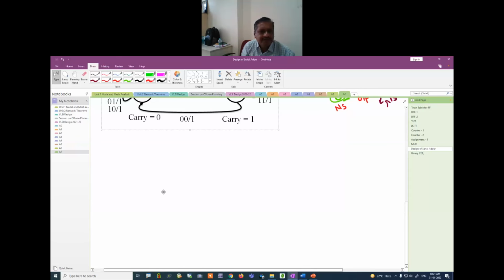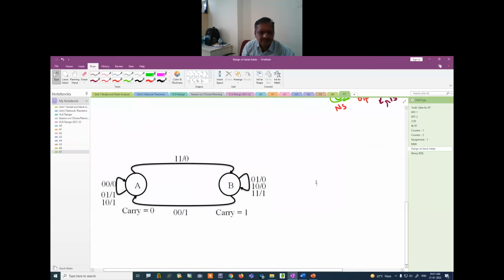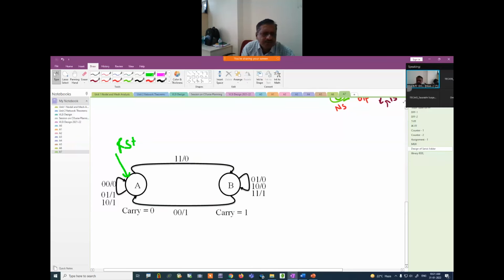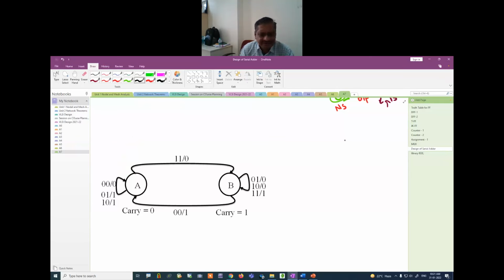Look at here, how will that code be? I'm starting here. I forgot one thing to mention, that is power on reset. This is a sequential circuit, so it should have a clock. Now look at how it will be. I will write something like this. Here will be my power on reset. This is RST, power on reset.